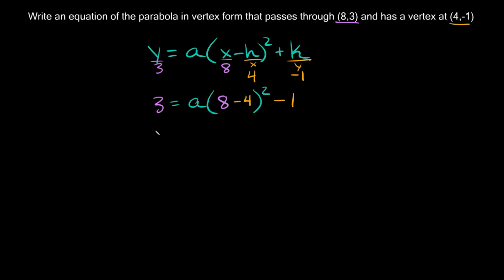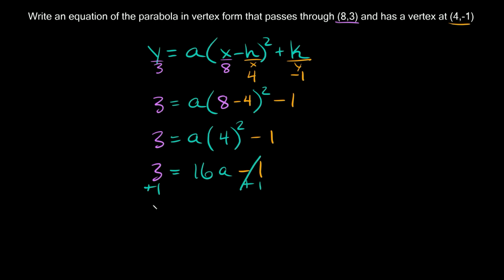So then simplifying this again, we're going to have that 3 is equal to a, and then in parentheses, 8 minus 4 is equal to 4. So we have 4 squared minus 1. So then we get that 3 is equal to, let's see, 4 squared is equal to 16. So 16 times a is equal to 16a and minus 1. All right, so we're almost done. Let's get rid of this -1 by adding 1 to both sides. Those cancel out. So we get that 4 is equal to 16a.